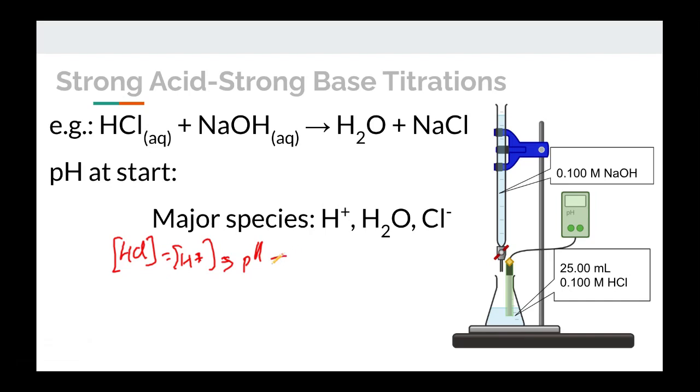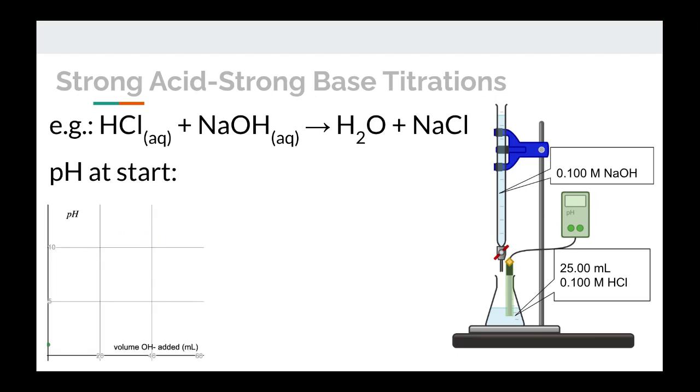So our pH is equal to the negative of the base 10 logarithm of the concentration, which is 0.100 molar. And so our pH is 1. That's before we add any NaOH. So after each one of these calculations, we're going to drop a dot on a graph of pH versus volume of OH added. So you can see we have our dot at 1 and 0 volume of OH.